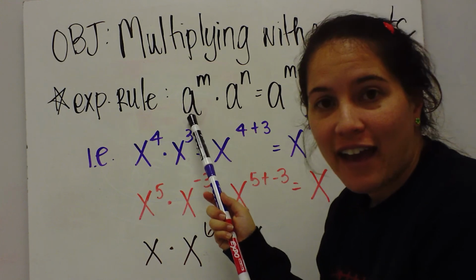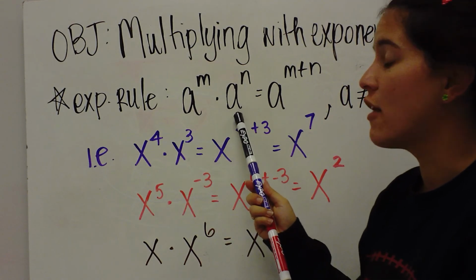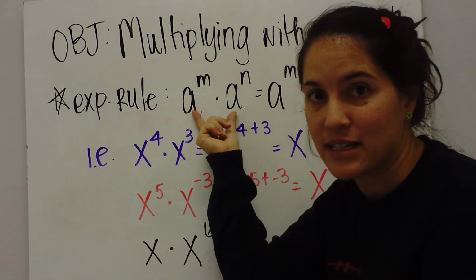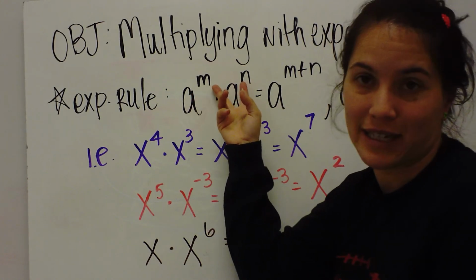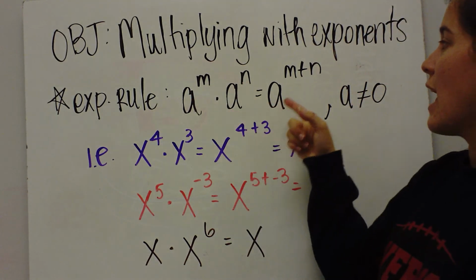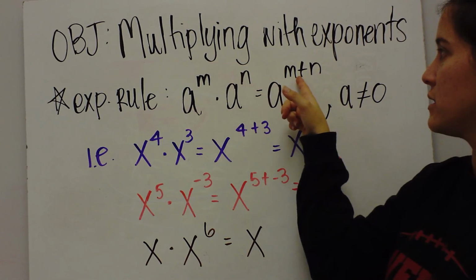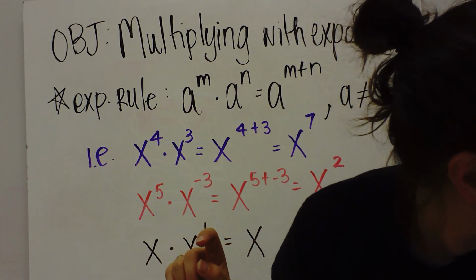If you have a number a to the m power times another number a to the nth power, notice a and a, your bases have to be the same. These two big numbers have to be the same. The exponents can be different. Equals a to the m plus n. So you would add your exponents, as long as a is not 0.